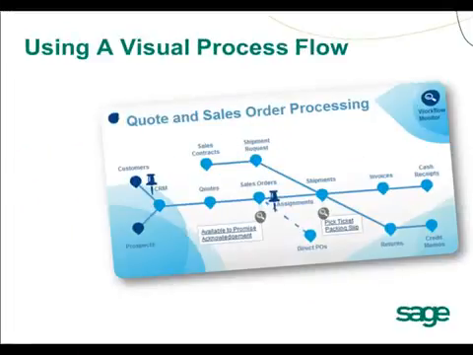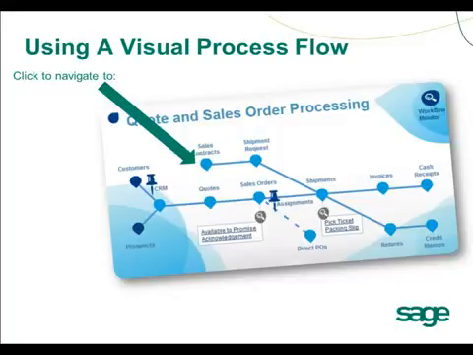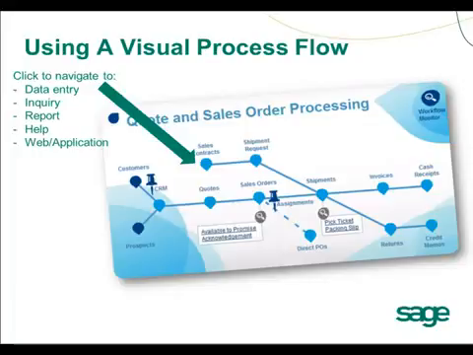The whole point of a visual process flow is to make navigating through the application easier. And this is accomplished in several ways. First, depending on how the visual process flow is designed, you can click on specific graphical elements to navigate to things like data entry windows, inquiry screens, reports, help topics, websites or external applications, and you can even use graphical elements to navigate to other process flows.